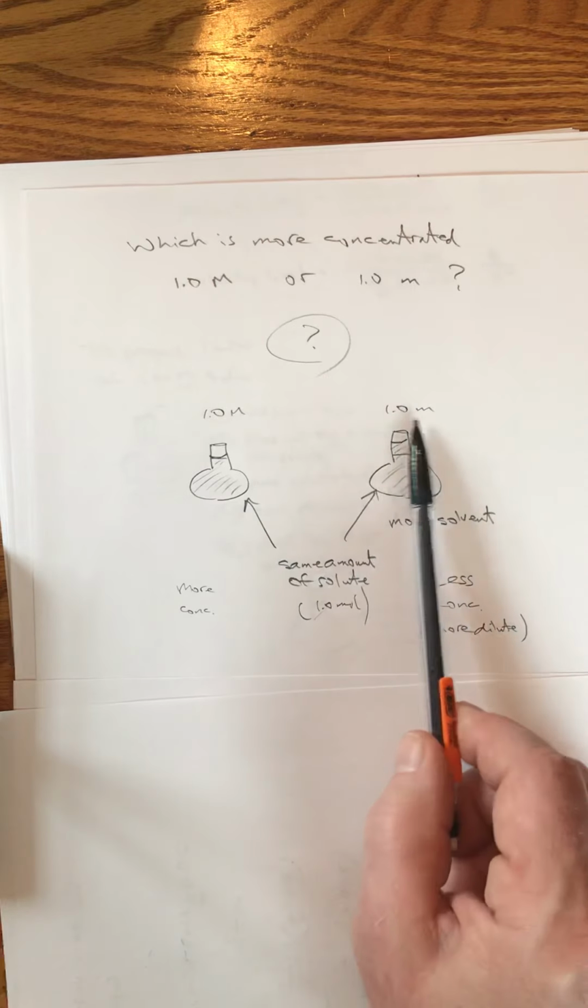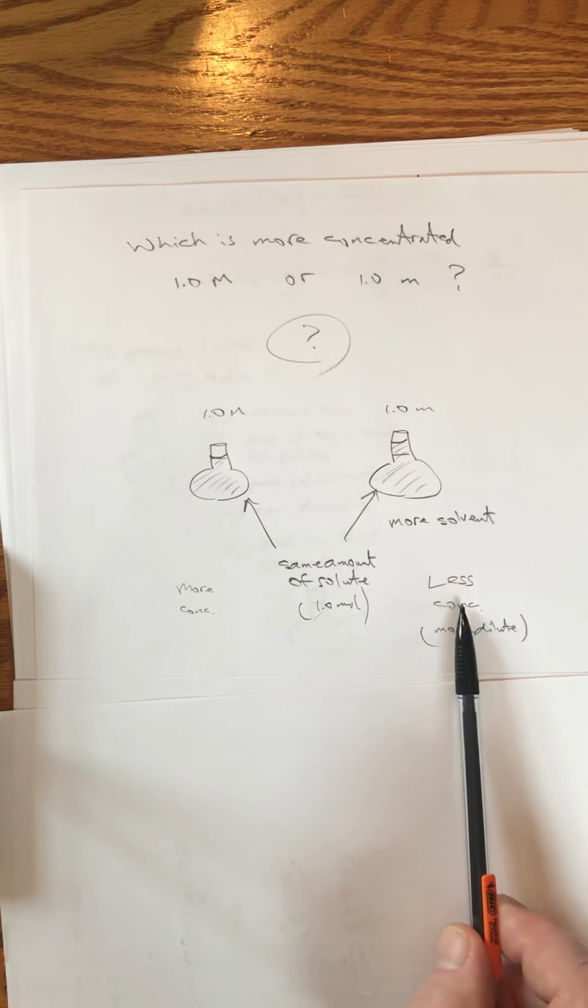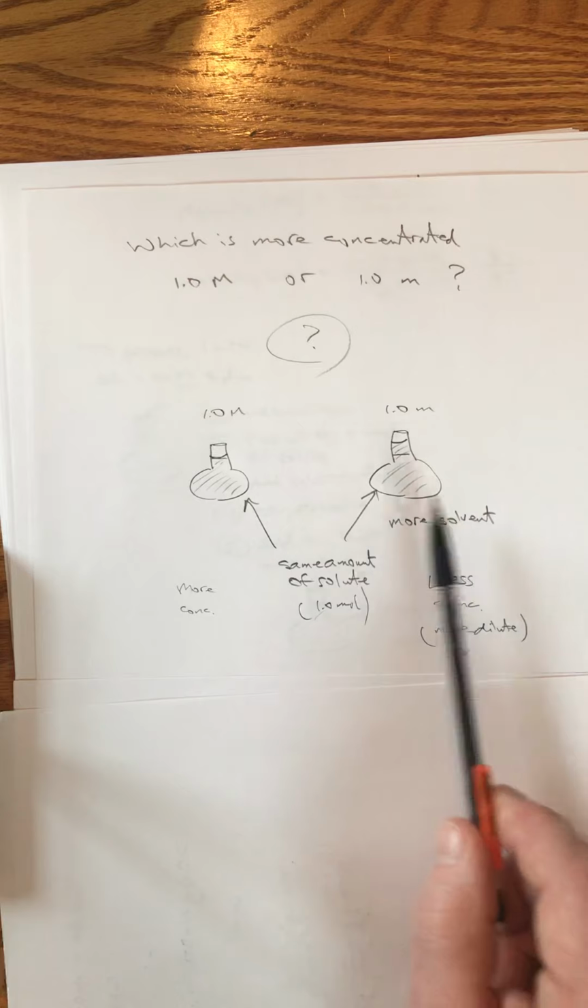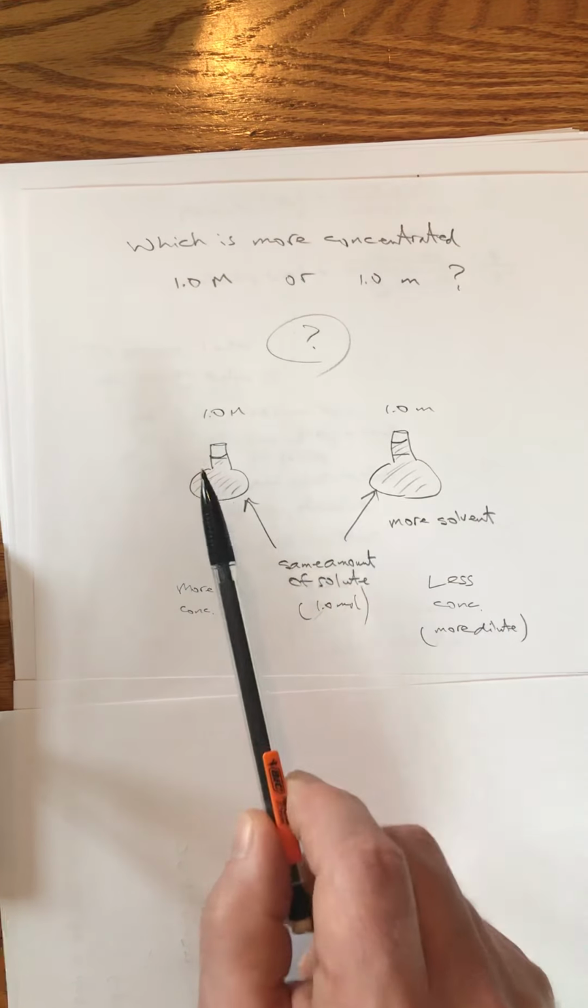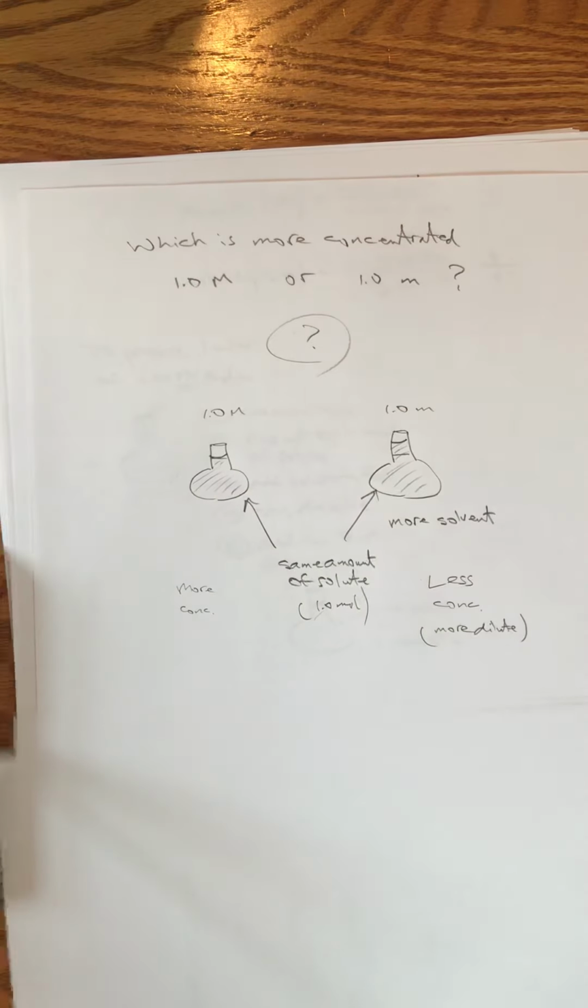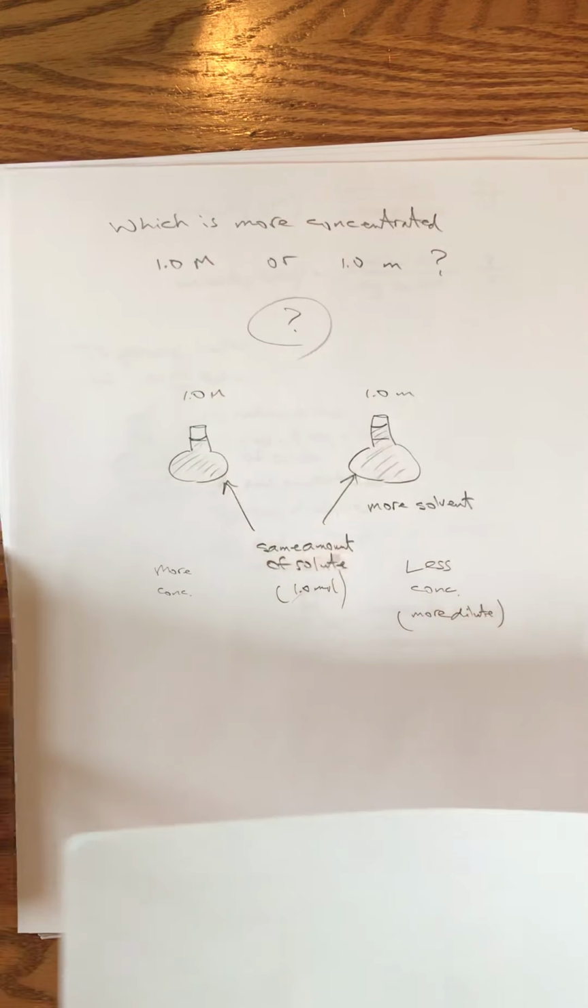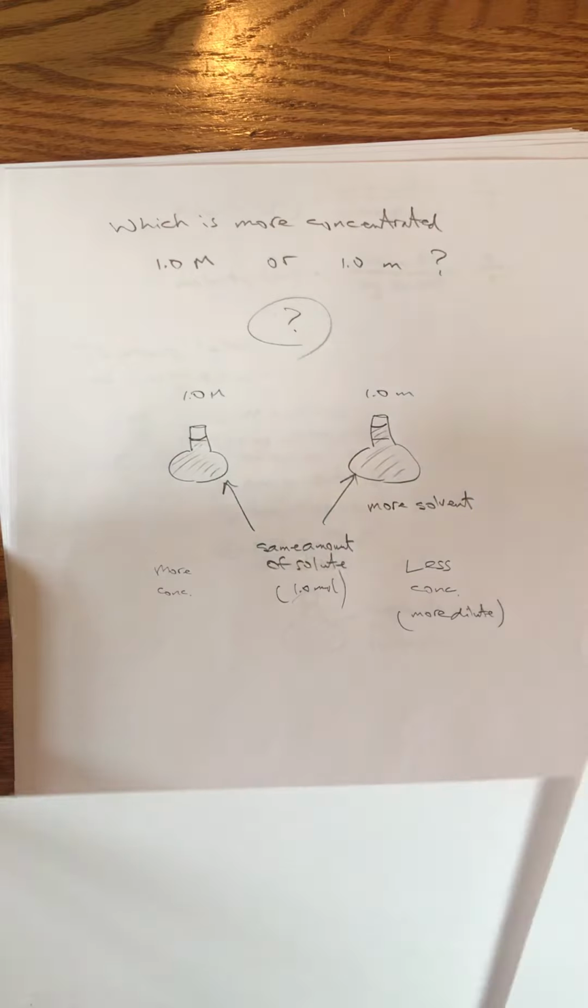Molal, the little m, will be less concentrated. You're taking the same solute and dissolving it into more water. Molar will be more concentrated. You're taking the same solute and dissolving it into less water. If we ever test again, there's something like that. You have to think along those lines on there.